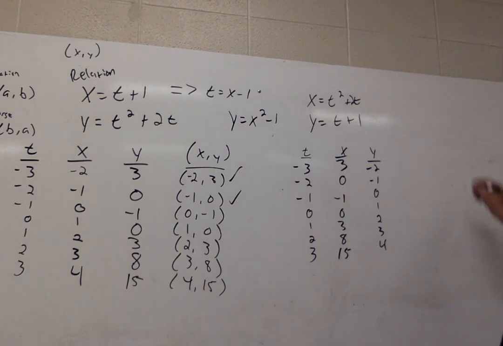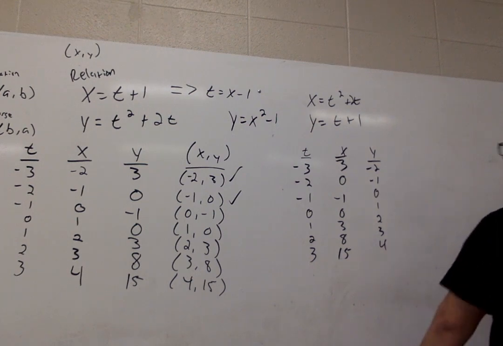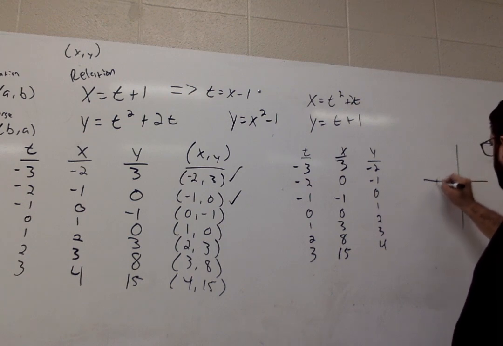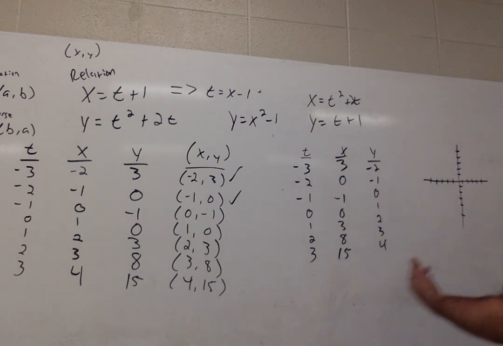Now, if I try to graph this, so 3, -2, -1. No, sorry. If I try to graph these points here, so let's try to graph these points here.